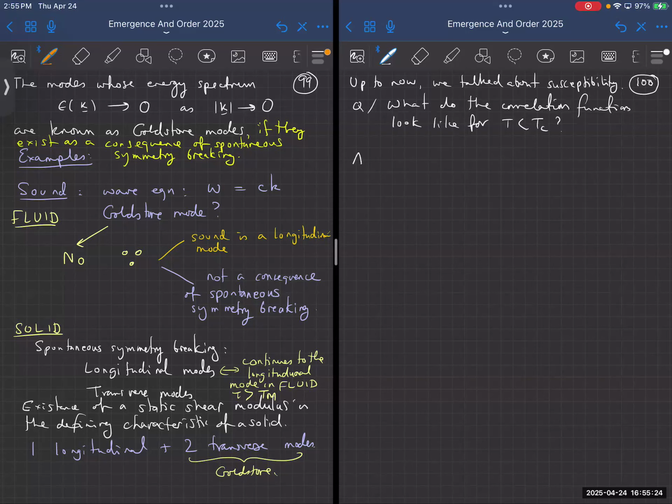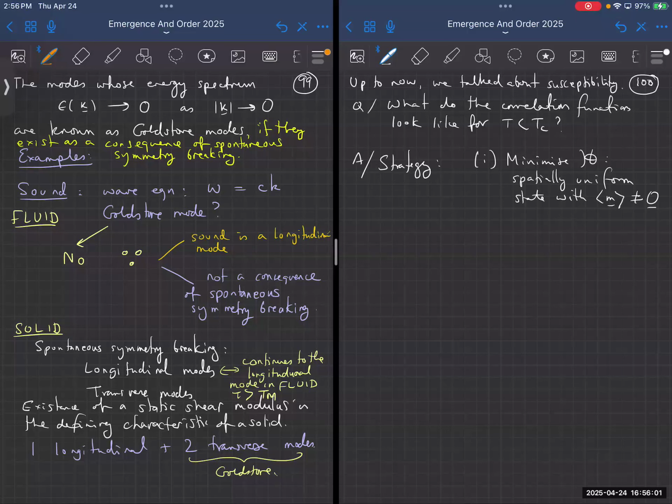So we're now going to answer that by doing a calculation. Let's talk about the strategy of the calculation. The first step is to take our Hamiltonian and minimize it, and that's going to give us a spatially uniform state. If I compute the expectation value of the magnetization per spin, that's going to be something that's non-zero.